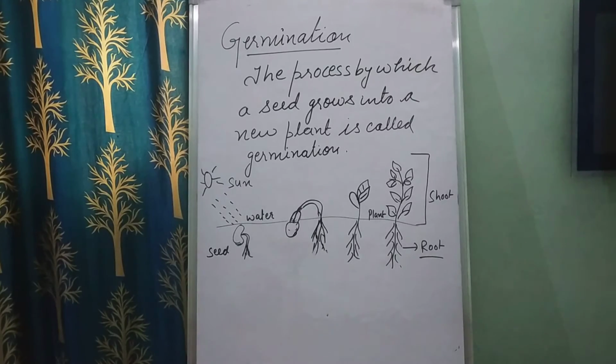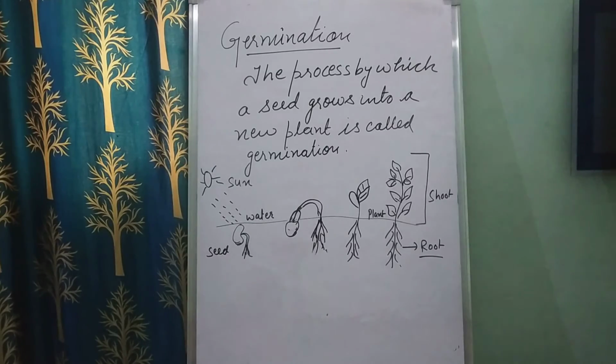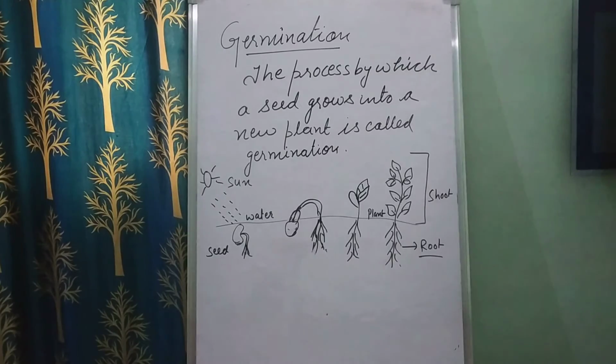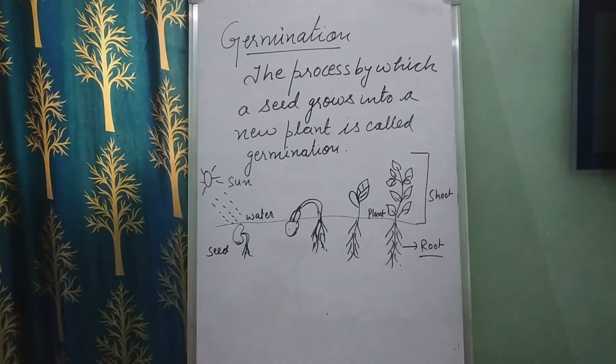When the seed gets the right amount of air, water and warmth, what will happen? It grows into a baby plant. This process by which a seed grows into a new plant is called germination. For germination, the new plant needs air, water and light for growing. If a seed does not receive any one of the three, it will never germinate. These things are necessary for the germination of the seed: air, water and light, right? Then only the seed will germinate.